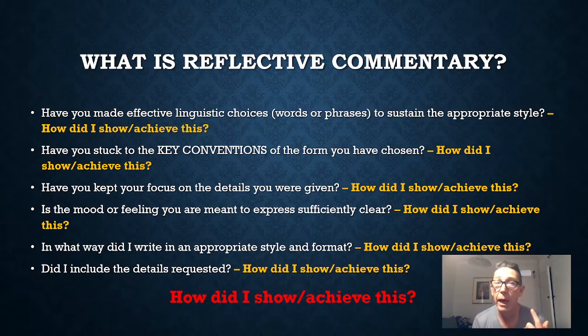Okay, so how did I show this? How did I achieve this? Point, evidence, explain. Have you stuck to the key conventions of the form you have chosen? So remember all of the things that I said in question 1A. Now you are writing about how did I show this? How did I achieve this? Have you kept a focus on the details you were given in the question? Because you need to make sure you have not gone off task. Make sure you stay on task.